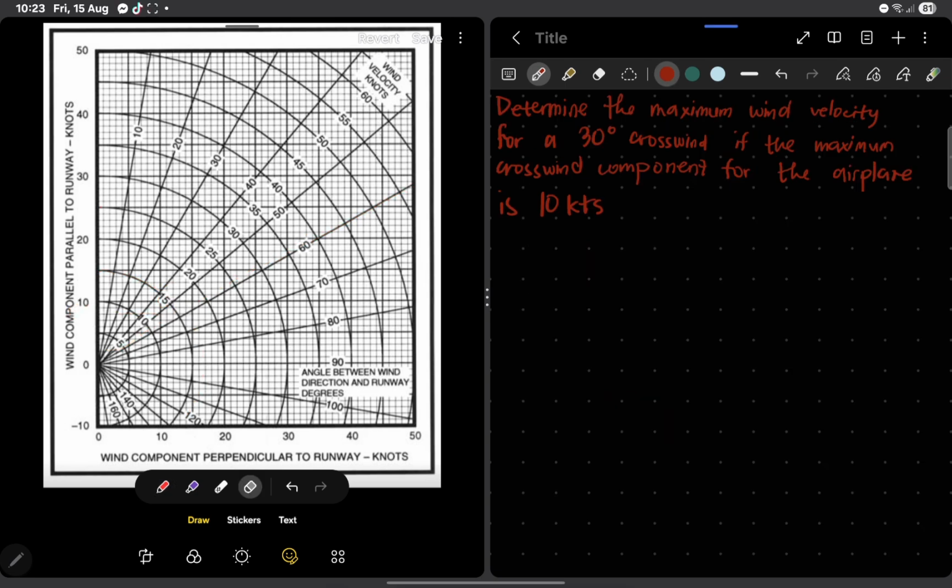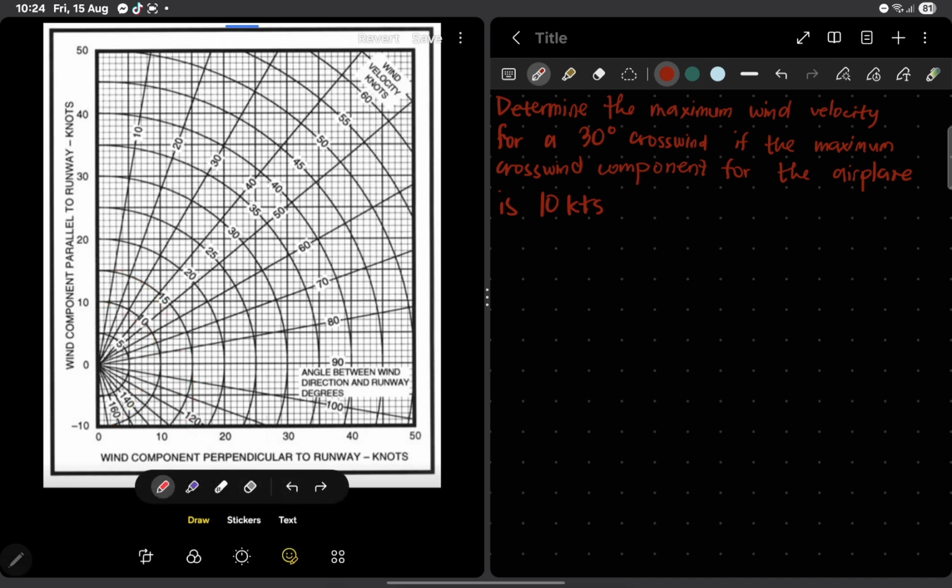Okay, so moving on to our next problem here. Determine the maximum wind velocity for a 30-degree crosswind if the maximum crosswind component for the airplane is 10 knots. As you can see, we only have 2 givens, and we're asked to look for our maximum wind velocity. In order to find it, you'll have to look at which arc it represents. That's what we're looking for.